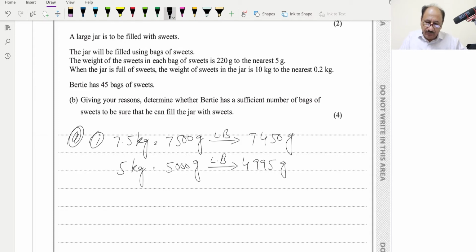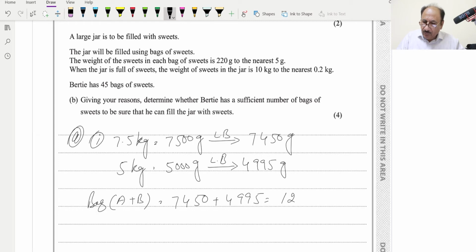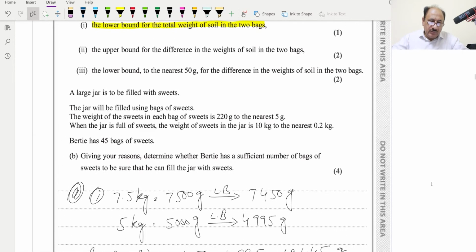Now we can check for the total weight. So bag A plus bag B will be equal to 7450 plus 4995, and this will be equal to 12445. So this will be grams, the answer for this one. Now we can move to the second part.